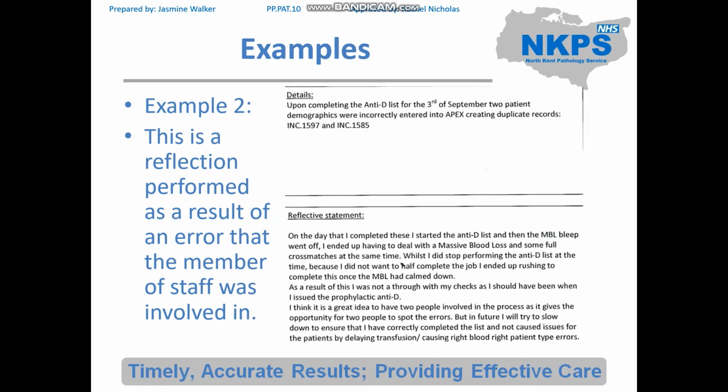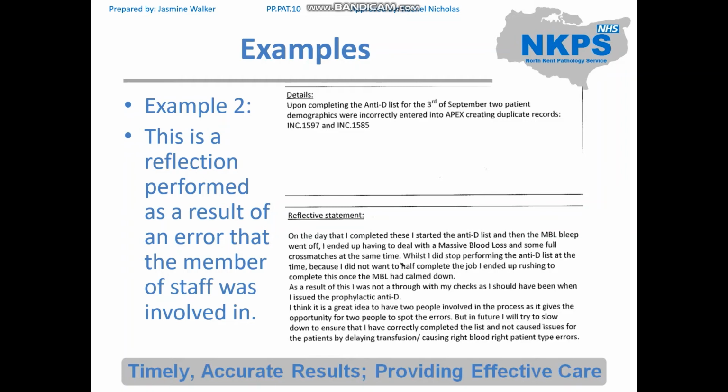On the day that I completed these, I started the anti-D list, and then the massive blood loss bleep went off. I ended up having to deal with a massive blood loss and some full cross matches at the same time. Whilst I did stop performing the anti-D list at the time, because I did not want to half complete the job, I ended up rushing to complete this once the massive blood loss had calmed down.